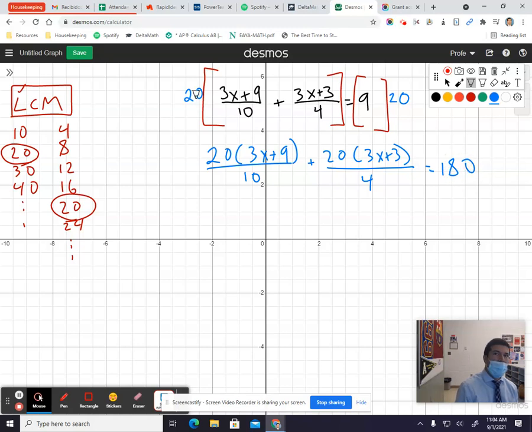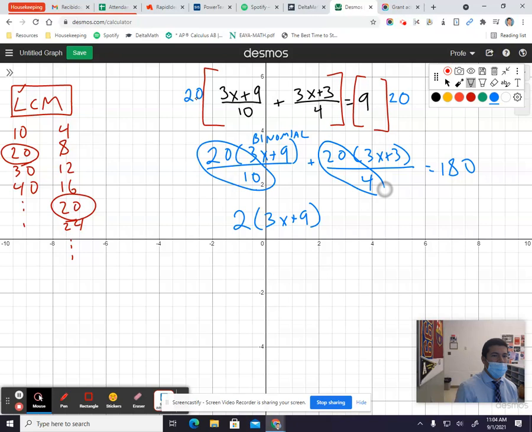Now, rather than thinking 20 times this binomial expression, this is a binomial, by the way, an expression with two parts, I am going to think of 20 divided by 10. So 20 divided by 10 is just 2, which means all I need to do is double the binomial 3x + 9. Same right here. Rather than distributing my 20, I'm going to think of 20 divided into 4 pieces. Well, that's 5. So I'm going to do 5 times 3x + 3. All of this is equal to 180. And you notice, fractions are gone.